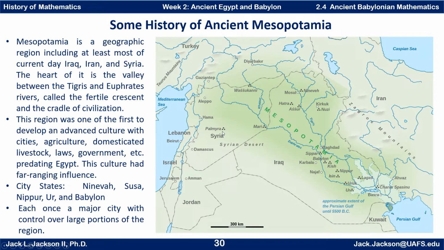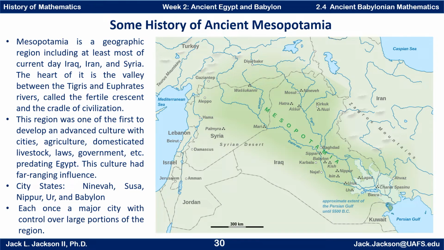So you may notice there are several cities here: Nippur, different ones. Babylon's right in here. Assur's up here. Nineveh's up here. Susur is in there. So there's lots of different city states in here. These were actually the first cities in the world, some of these cities in this area.